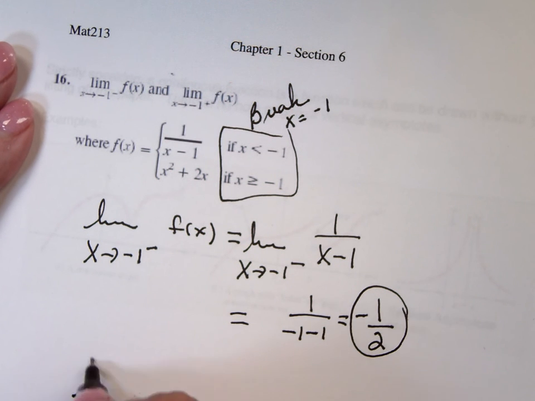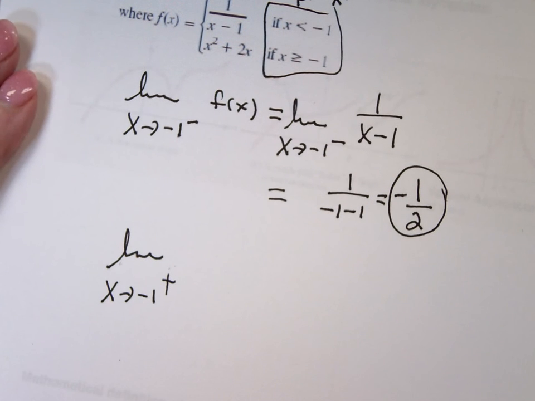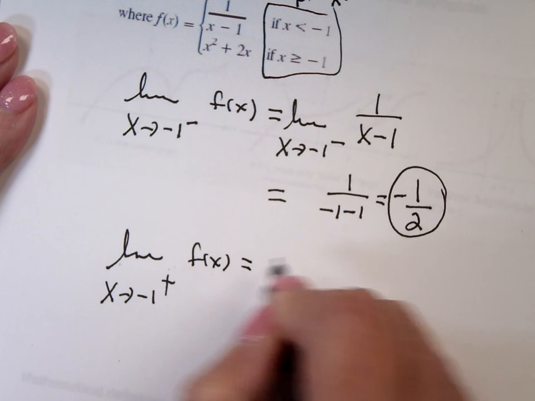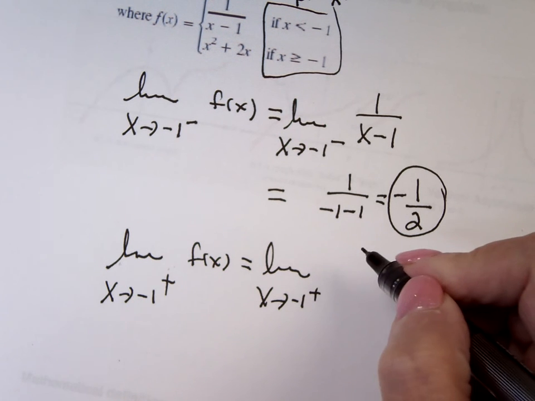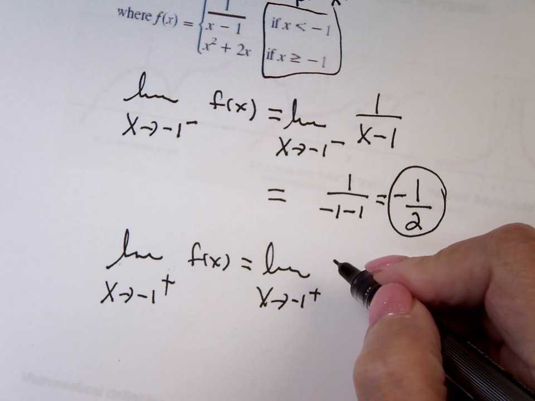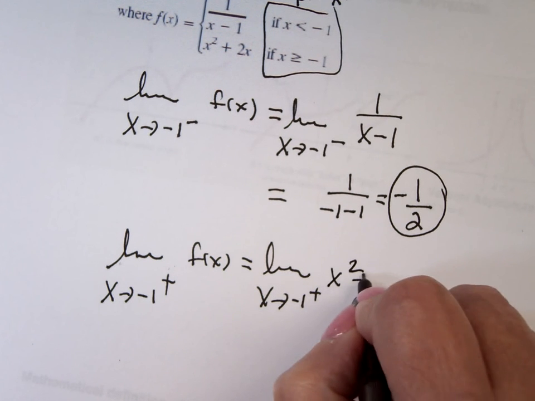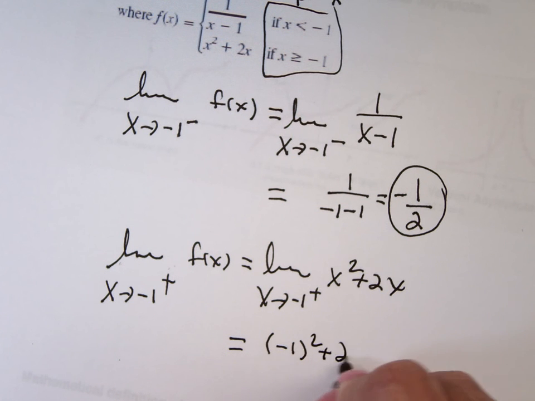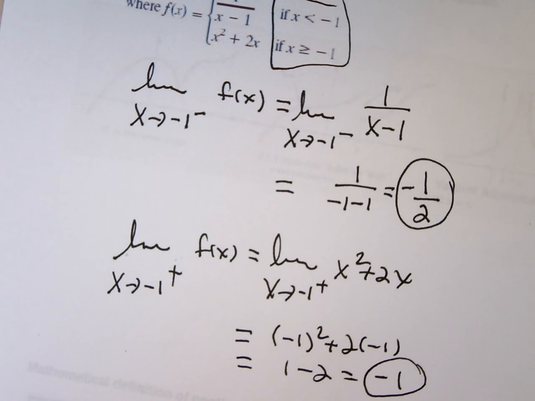So then I take the limit as x goes to negative 1 from the right. Which function am I going to use? I'm going to use the x squared plus 2x because that's where anything to the right of negative 1 lives. So this is going to be negative 1 squared plus 2 times negative 1, which is 1 minus 2, or negative 1.